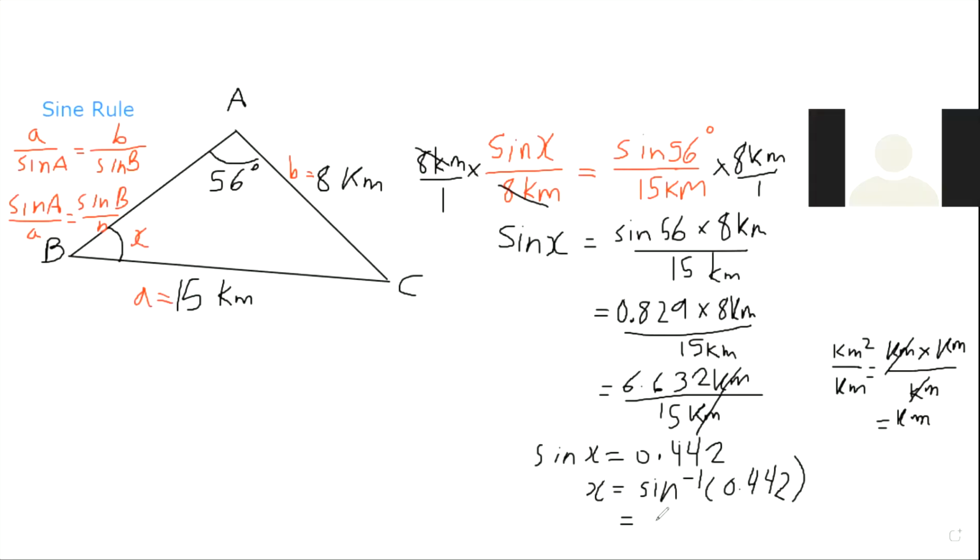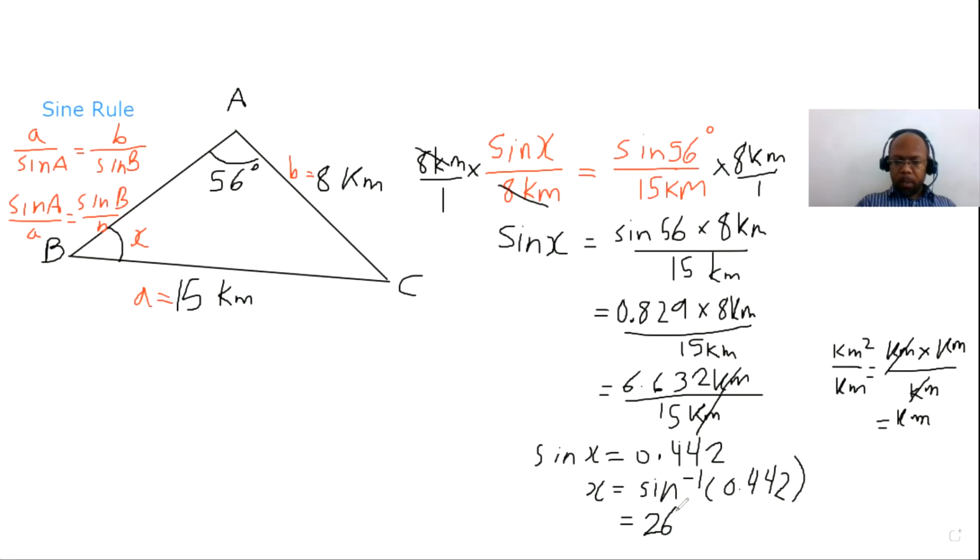Sir, I get 26. 26 is okay. Anybody get something different? 26 is the answer. Okay, 26 degrees. After the 26, you have a 0.2. Well, that's less than 0.5. So if it was 26.5, then the nearest degree would have been 27. But because it's 26.2, our nearest degree is 26.